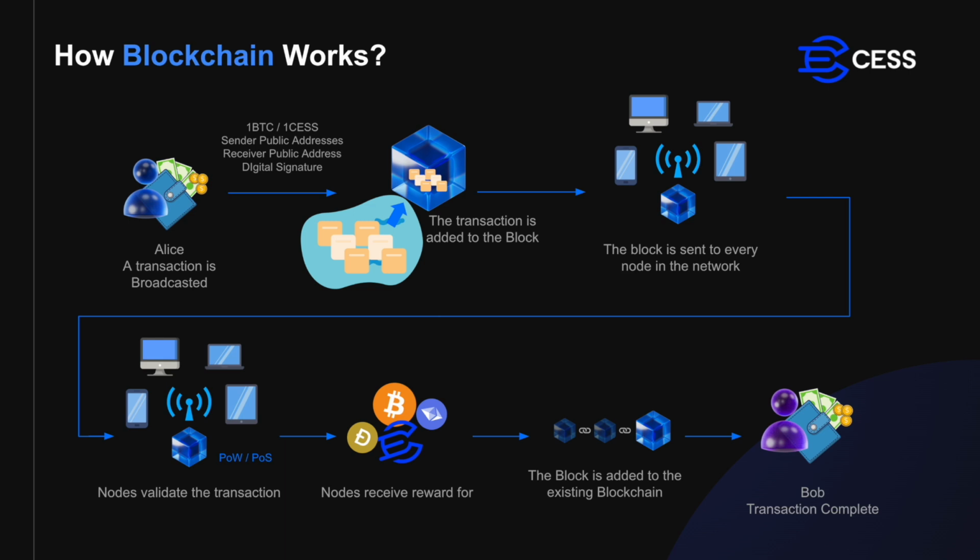Finally, the transaction is complete. At this point, Bob successfully receives 1 BTC or 1 CES token from Alice. The transaction is now permanently recorded on the blockchain and cannot be changed or removed. This entire process, from transaction creation to final confirmation, typically happens in a matter of minutes in a blockchain like Bitcoin, or even faster on more scalable networks, within a few seconds.